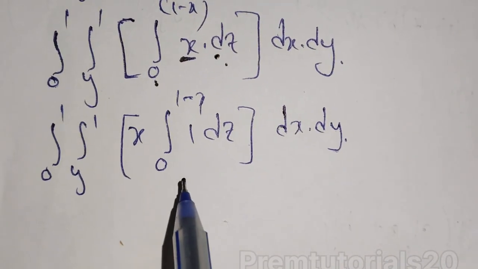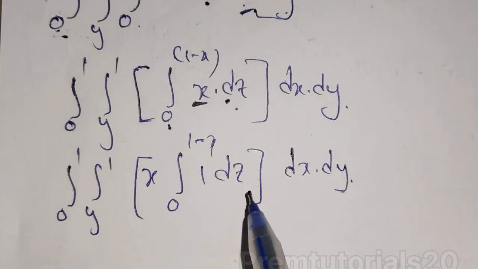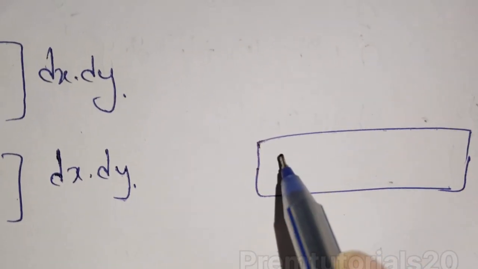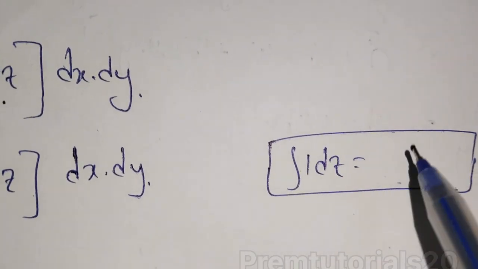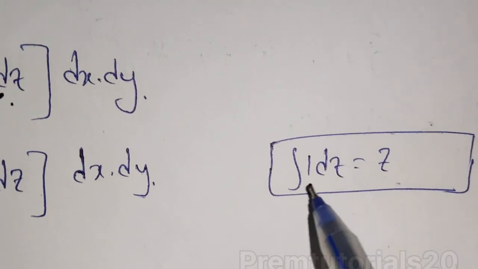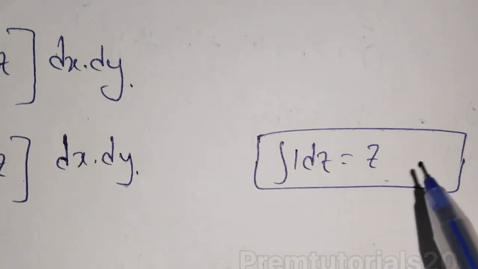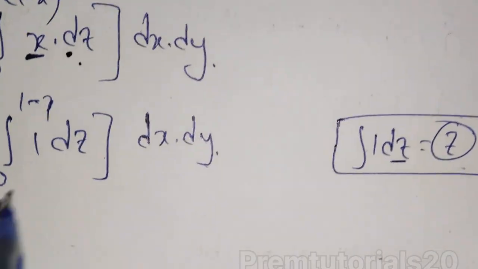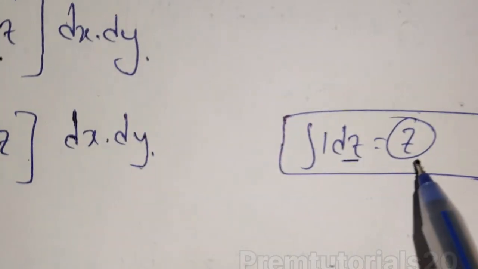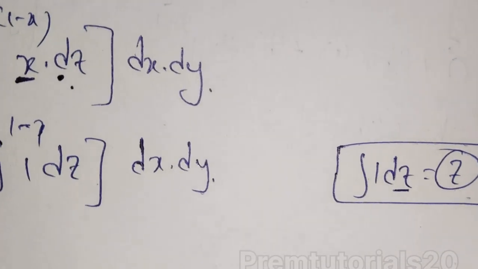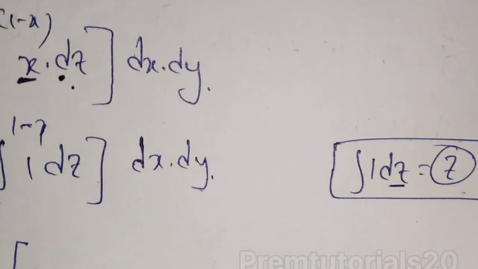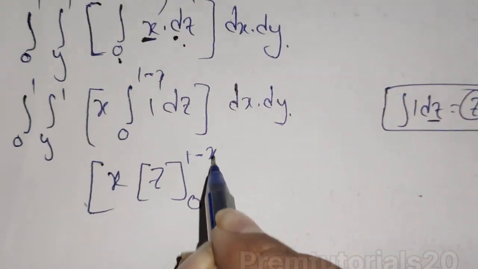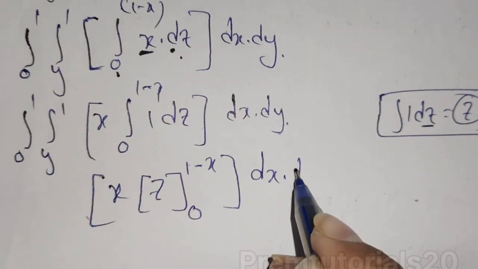Now we already know the integral of 1 dz. For clear understanding, we are going to write the formula: integral 1 dz equals z. So this is the formula for the integral of a constant with respect to z, and we get z. Now substitute in equation 2. Now x becomes constant, x into z between the limits 0 to 1 minus x, into dx into dy.